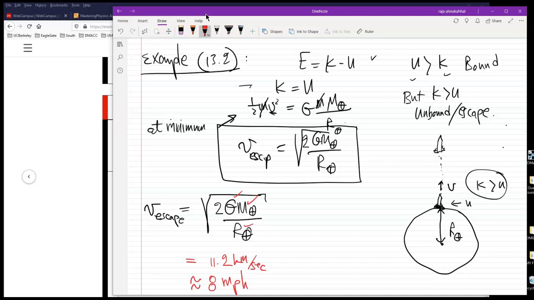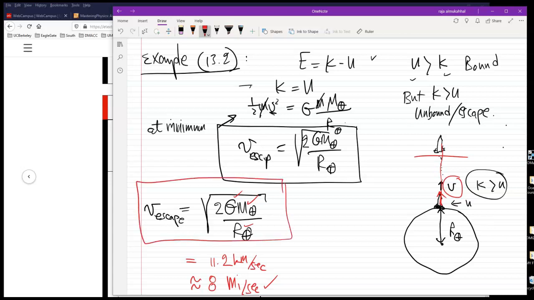In other words, if I take the rocket or that golf ball, assuming, of course, there is no atmosphere, there is no air drag, and I throw it up in the air with a velocity of 8 miles per second, which is a very large velocity, that rocket is going to escape the gravitational pull of the Earth.